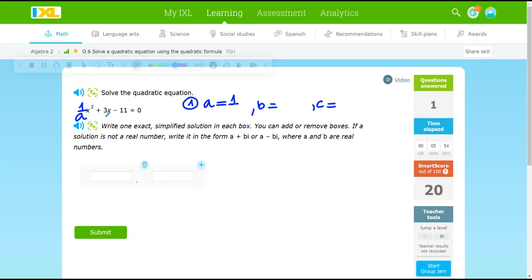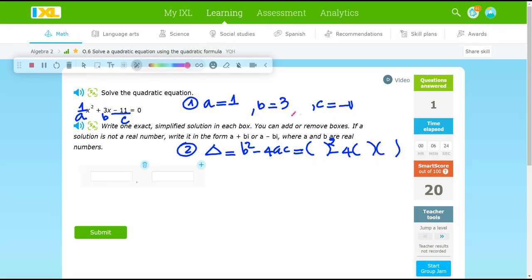B is the number in front of x, in this case number 3. And then C is a constant, in this case negative 11. Do not forget the negative sign. So now step number 2, you go find the discriminant delta again. It's equal to B squared subtract 4AC. So B squared, I put in parentheses, squared, subtract 4 parentheses, and parentheses.